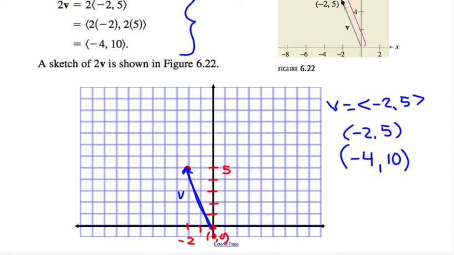So I'm going to increase this, and we're doubling it. Here's 10, -4, 10, and we're now finishing that new vector in the green. So in component form, it'll look like this.